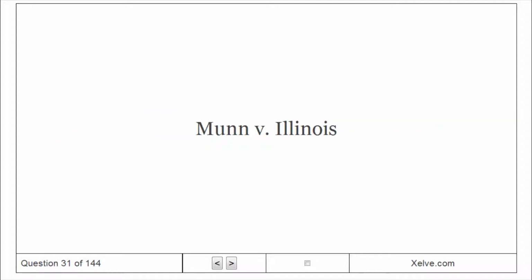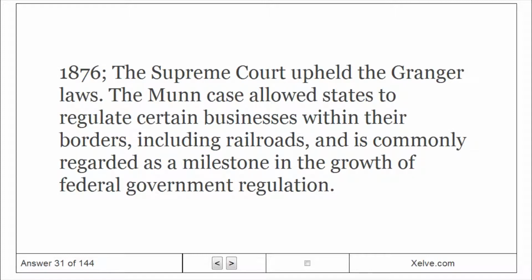Munn v. Illinois. In 1876, the Supreme Court upheld the Granger laws. The Munn case allowed states to regulate certain businesses within their borders, including railroads, and is commonly regarded as a milestone in the growth of federal government regulation.